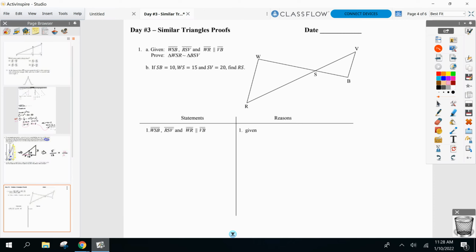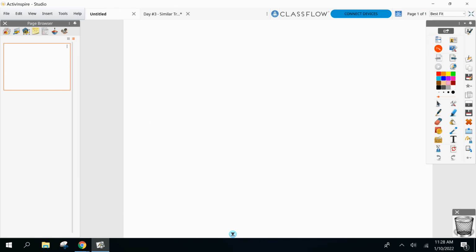You guys see the topic today is proofs. Actually doing statements and reasons, proving triangles congruent. Before we do one though, look back in your notes, the three ways of proving triangles similar from Friday.